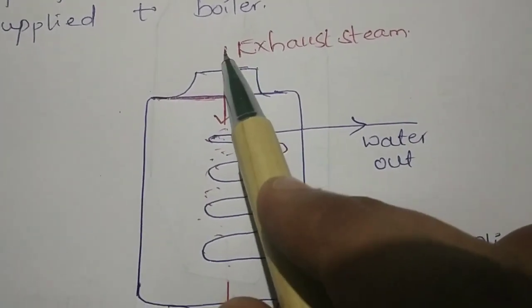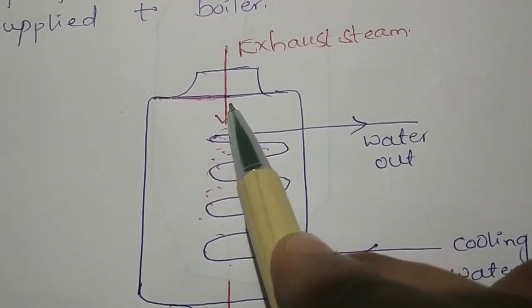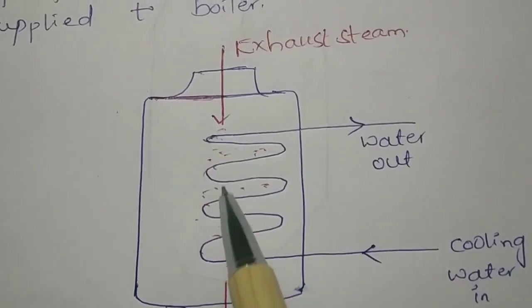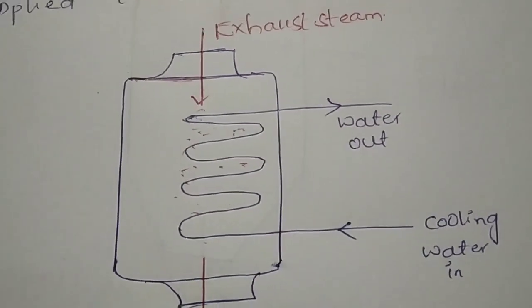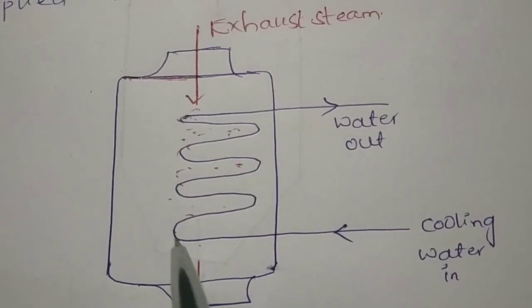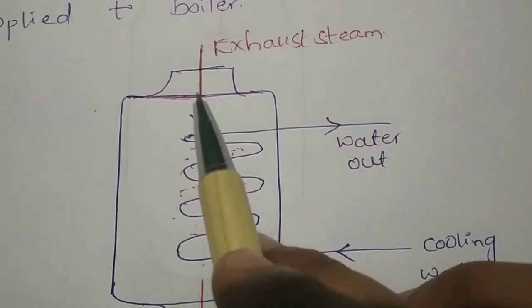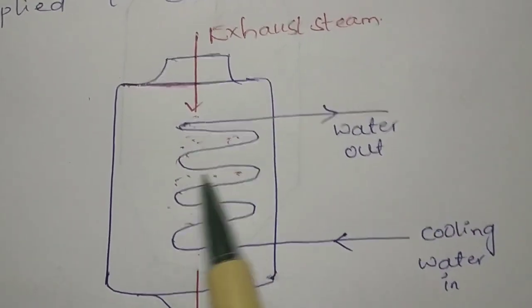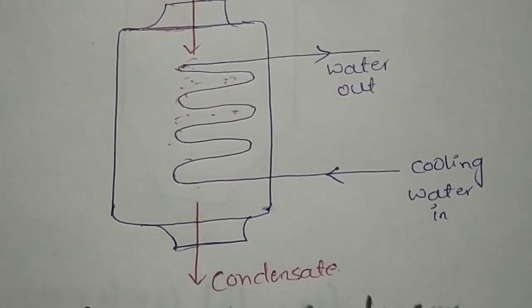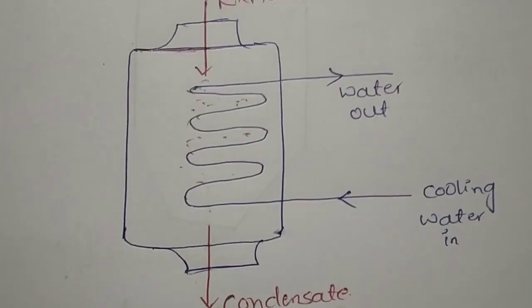Here, whenever the exhaust stream is coming from the turbine and that is not mixing, the water will be flowing inside the tubes. Okay, here you need to understand, the water is flowing inside the tubes, and this exhaust stream is touching the surface of the tubes. That's why this condenser is called a surface condenser.